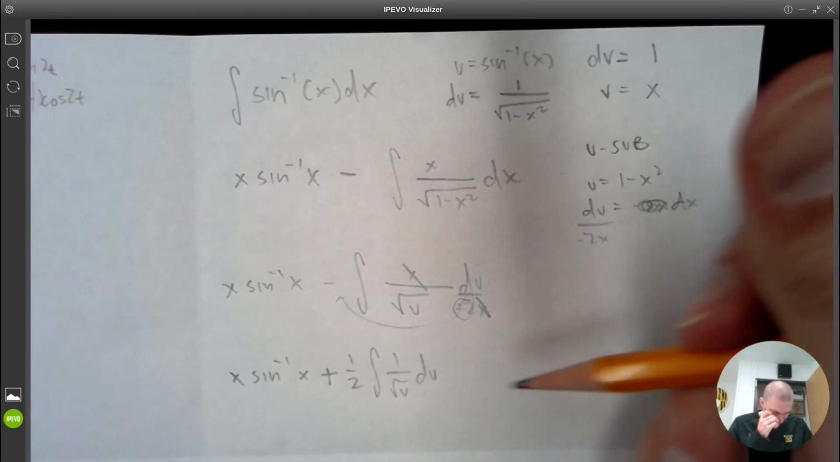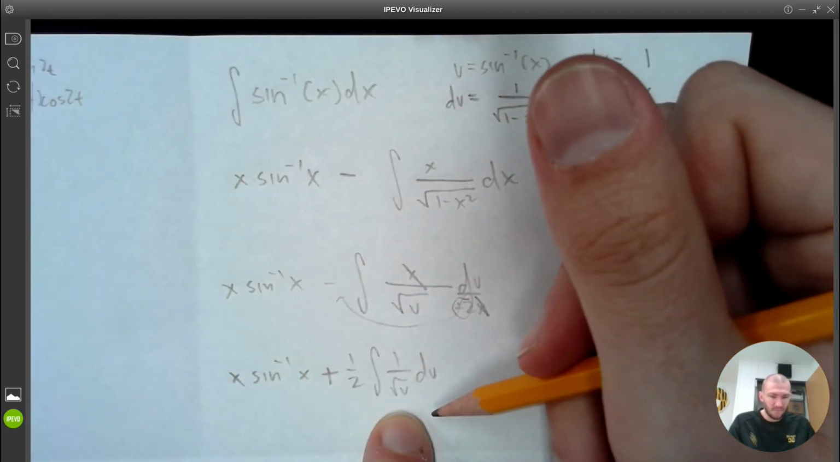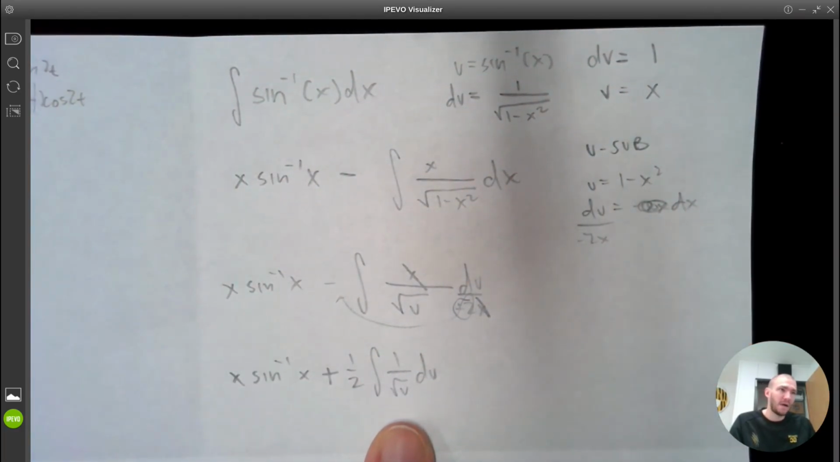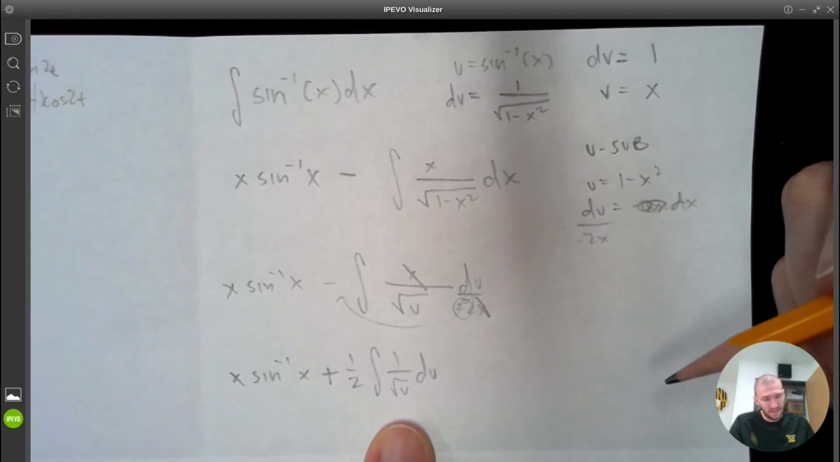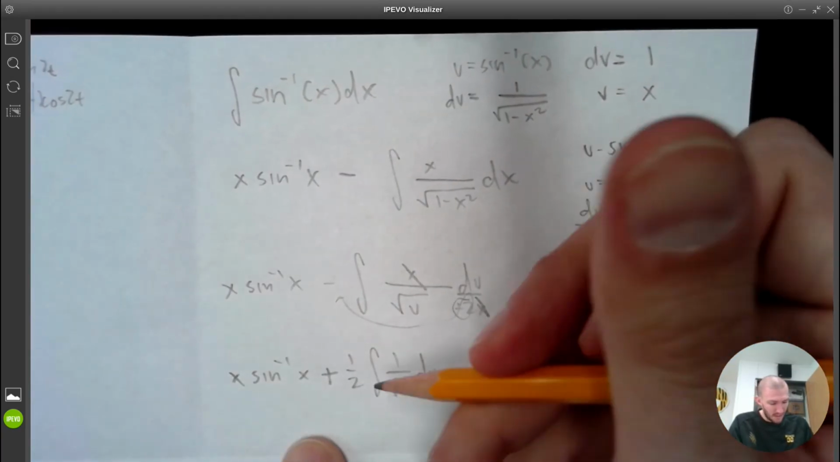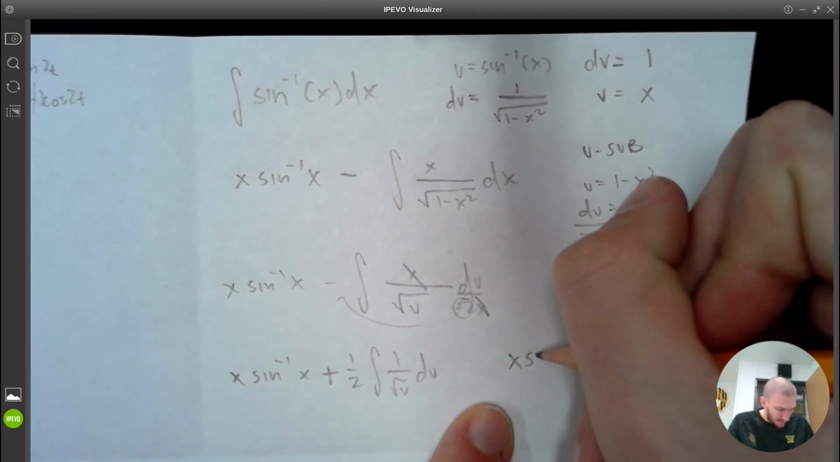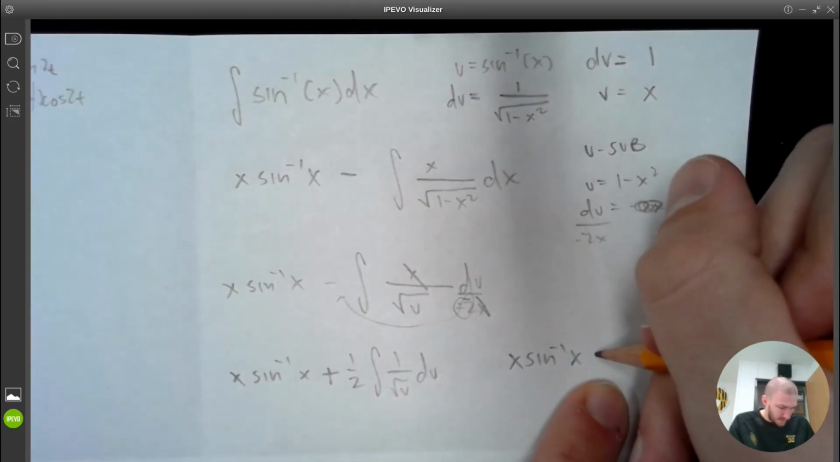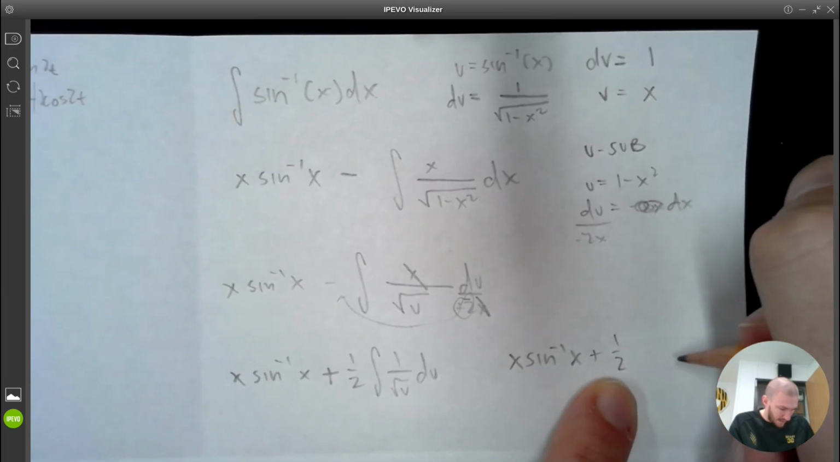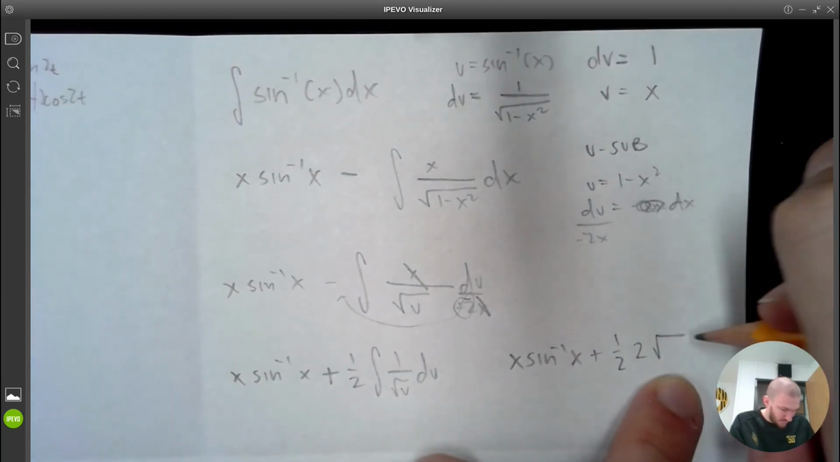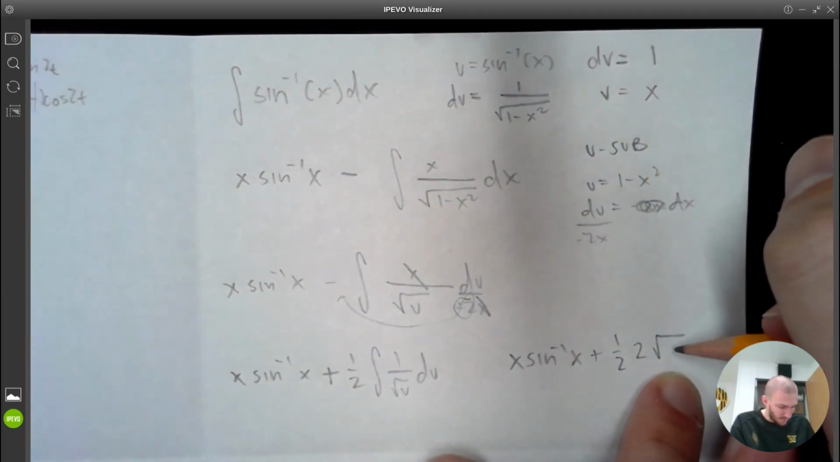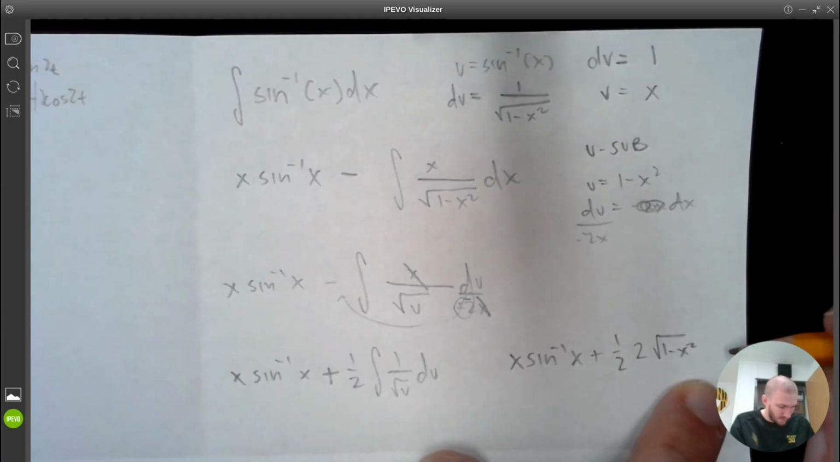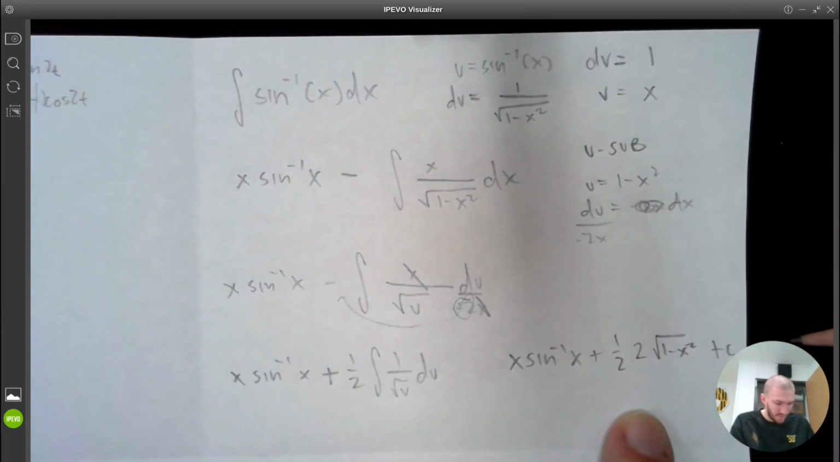We've done this a couple times. That's a u to the negative 1/2, and when we add 1, it's going to become positive 1/2, and when we divide by positive 1/2, it's going to be a 2. And so we've got x arc sine of x plus 1/2 times 2 square root of u. I'm just going to go ahead and put 1 minus x squared back in there. Don't forget my plus c.